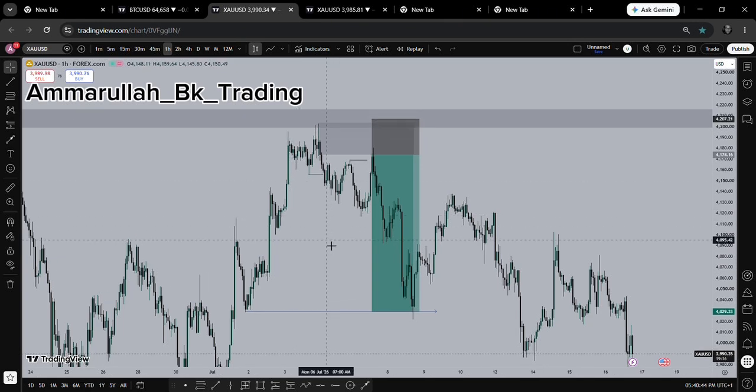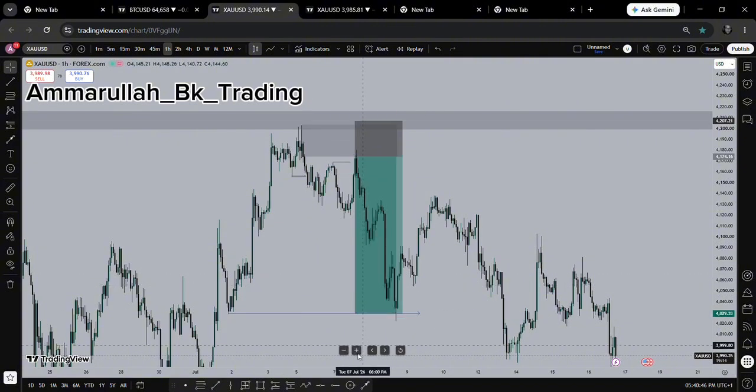Then the next one will be that particular break. We have the first break. As this move is going on, the market breaks another structure right here, if you can see.